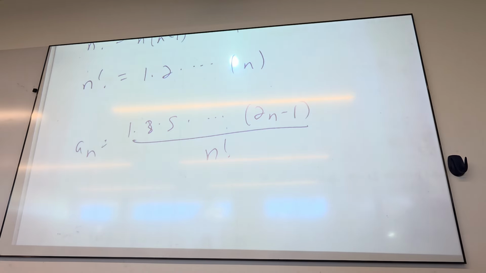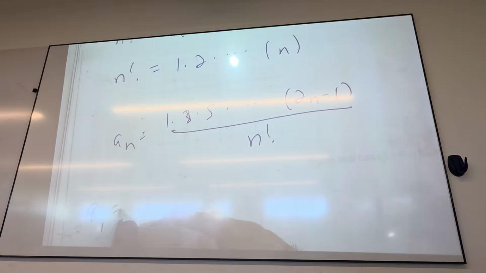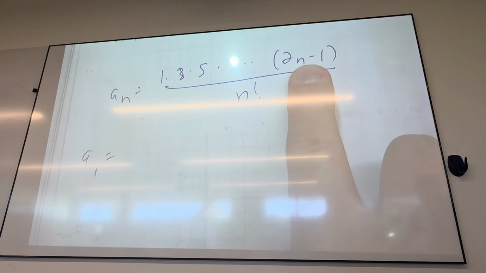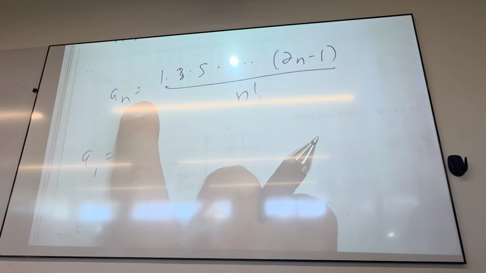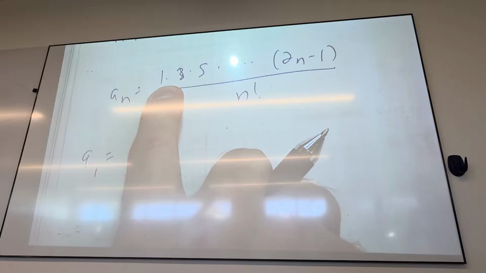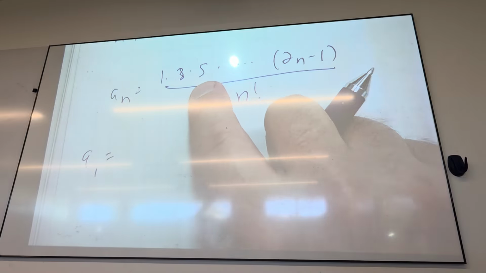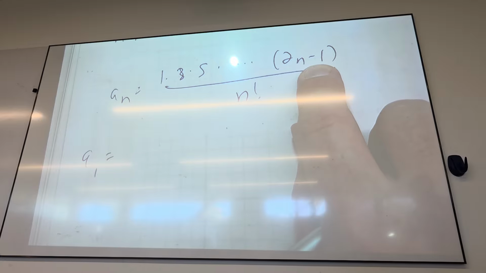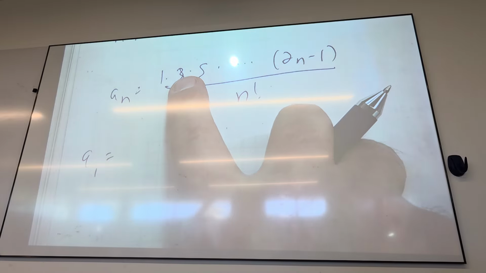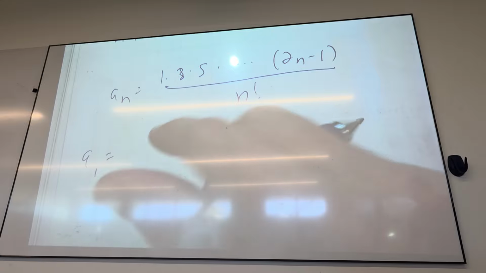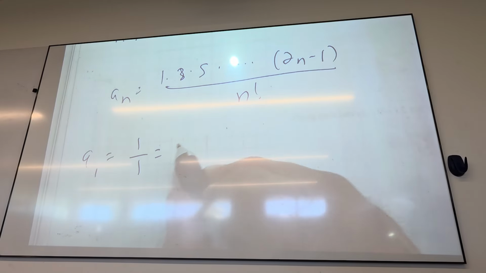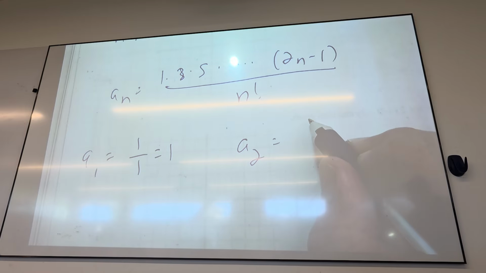So let's look at a few elements of this. A1 would be what? And this will help us figure out how to interpret this. So what is 2 times 1 minus 1? So at that point, I just have a 1. So again, when I see a definition like this, that is the uppermost term. So sometimes I won't even have 3 and 5. In this case, I just have 1. And of course, what's 1 factorial?